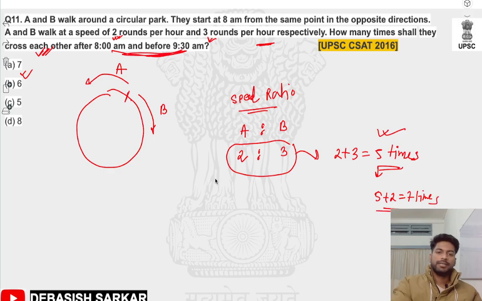There is a basic way to solve this, but this is the trick I want to give you: whenever they are running in the opposite direction, just add their speed ratio, the lowest speed ratio. So 5 times for 1 hour, but they're running 1.5 hours. For half an hour it's 2.5 times, so just take 2 times, since they are not completing a third full meeting. So 5 times for 1 hour and 2 times for half an hour, that is 7 times. Easy one. Okay, next question.